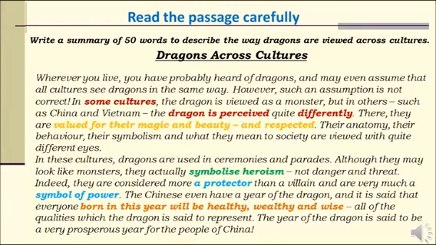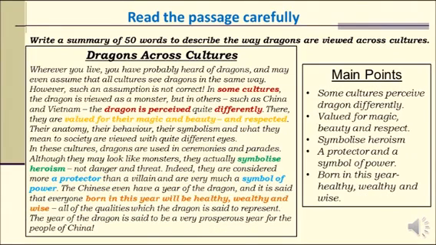So which phrase is important over here? Born in this year will be healthy, wealthy, and wise. So this is the last point which we have found in this passage. We have found all the points in the passage. You can see it on the screen. The highlighted phrases and the clauses, those are the main points according to the question. Now let's start writing these main points.